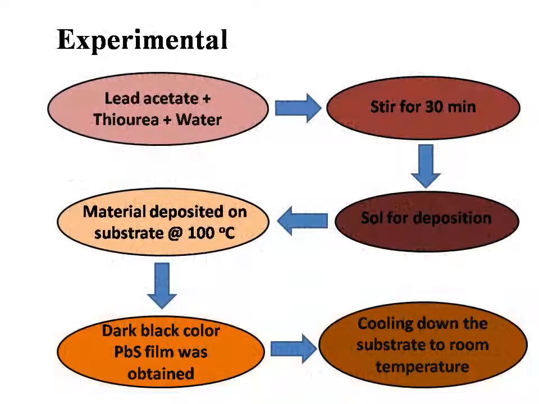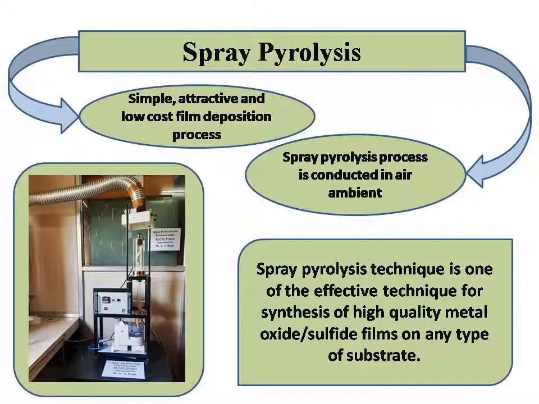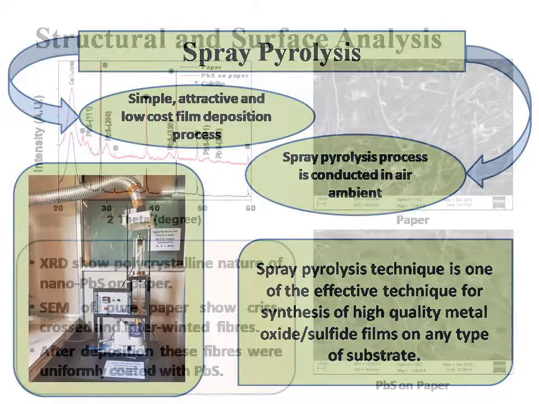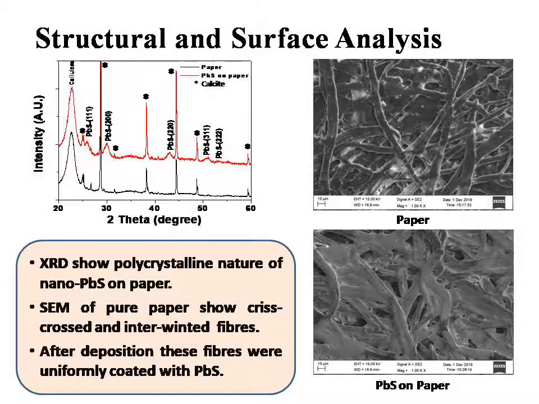The experimental method is explained in this way, where I have synthesized lead sulfide thin films on paper at 100 degrees centigrade, and these films were deposited by using the spray pyrolysis method, which is shown in this slide. After deposition, the film is analyzed by using structural and surface characterization methods like X-ray and SEM. X-ray diffraction shows the polycrystalline nature of the lead sulfide thin film, and SEM shows the film is totally covering the surface of the paper.